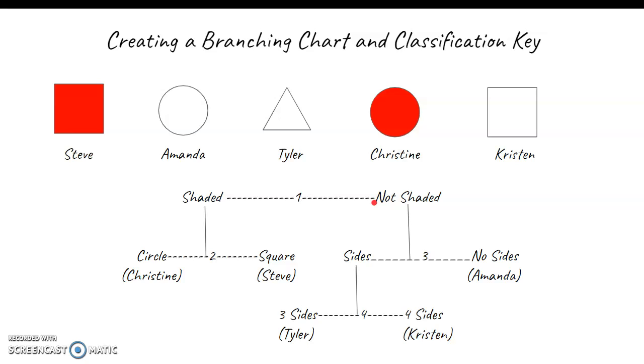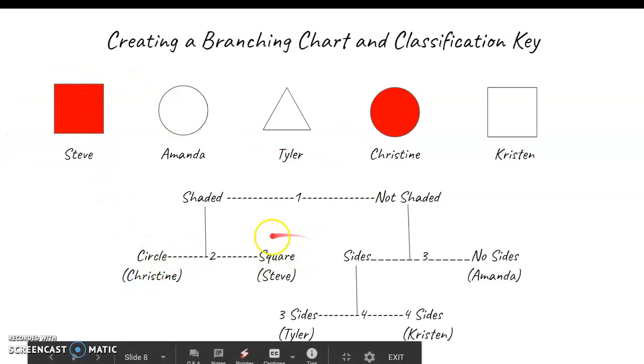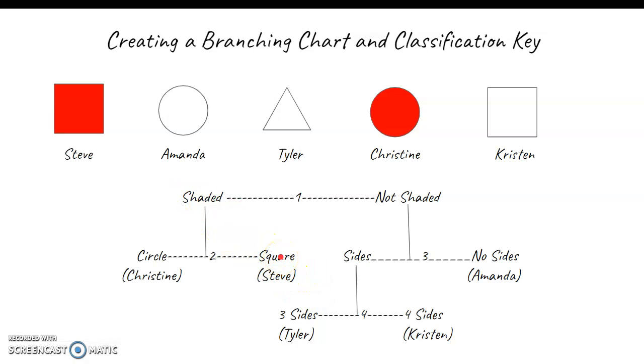We then want to continue along those same lines until each individual within our group is all by themselves. So for instance, if I take my shaded group and I drop a line down, I can then make another choice of breaking them into 2 smaller groups. Okay, we've got shaded and shaded, but how are they different? Well, one's a circle, one's a square. And once we've done that, Christine is all by herself. She is the only shaded circle. Steve is all by himself because he is the only shaded square. So at that point, we're done with that portion of the branching chart.